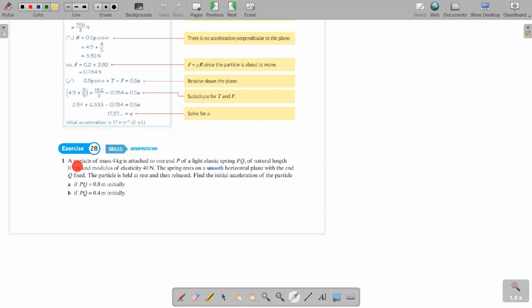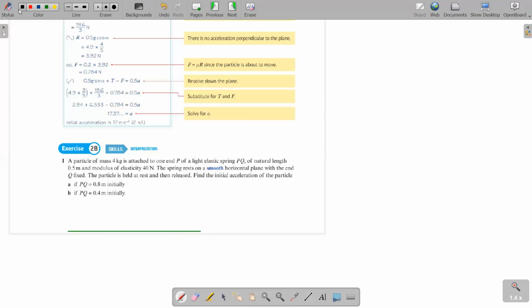So look, in exercise 2b, a particle of mass 4 kilograms is attached to one end P of a light elastic spring, PQ, of natural length 0.5 meters and modulus of elasticity 40 Newtons. The spring rests on a smooth horizontal plane with the end Q fixed. It's really important that you read and immediately draw an accurate diagram. So what do we do here? The elastic spring is PQ. It rests on a smooth horizontal plane with the end Q fixed.